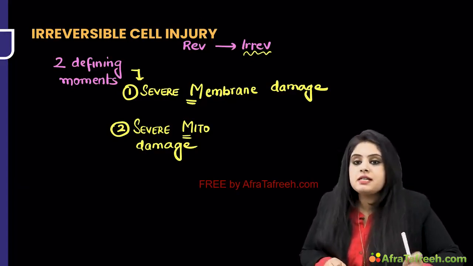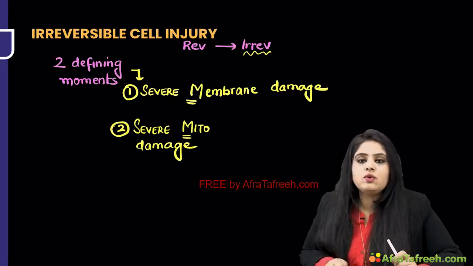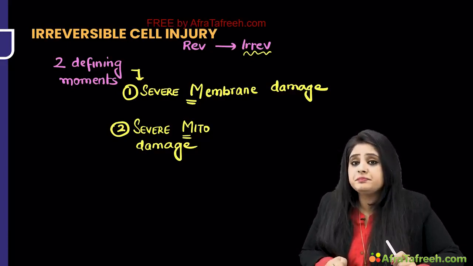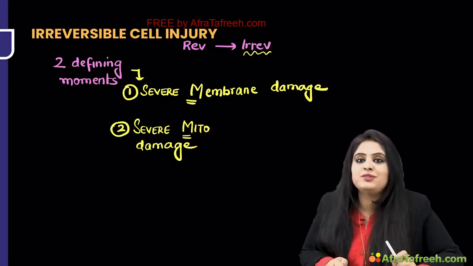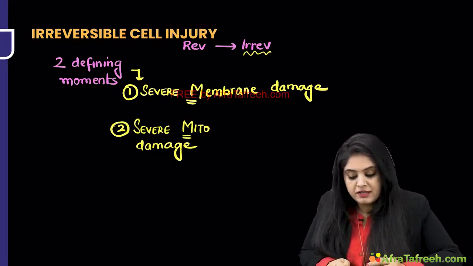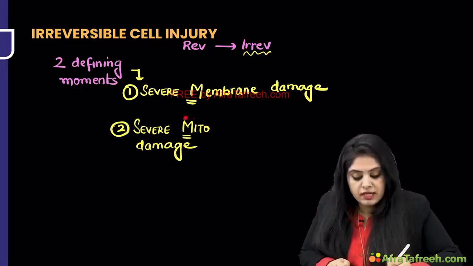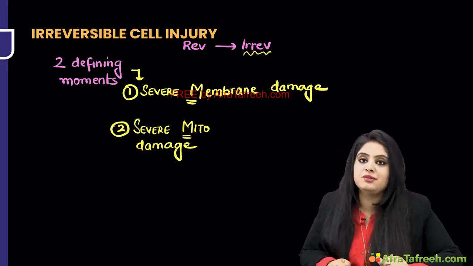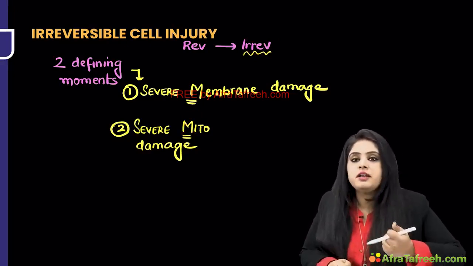So tell me, till now, where have I spoken about mitochondria? Didn't I tell you that the first change to happen in reversible cell injury was mitochondrial dysfunction? So mitochondria was undergoing a problem. Here also I'm telling you, when do you decide that there is irreversible cell injury? Which organelle undergoes a problem? Mitochondria undergoes a problem.